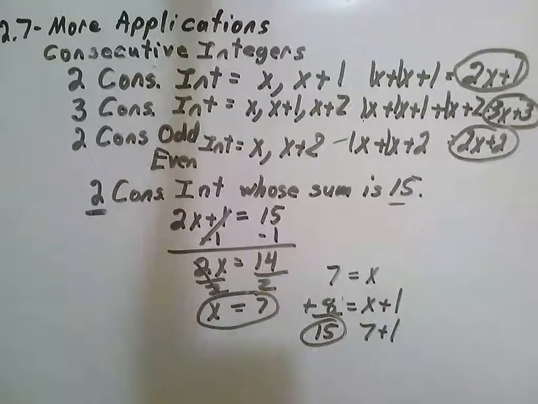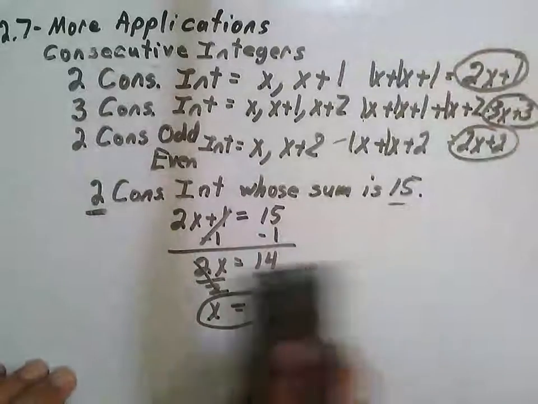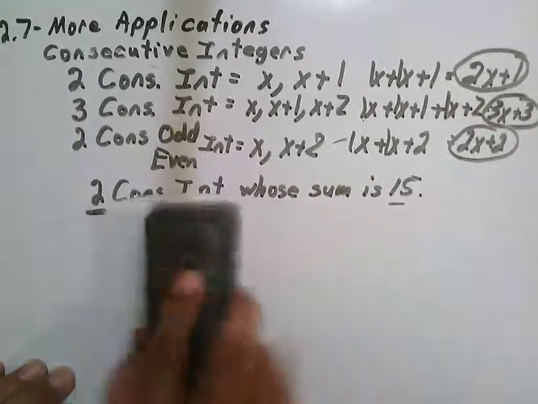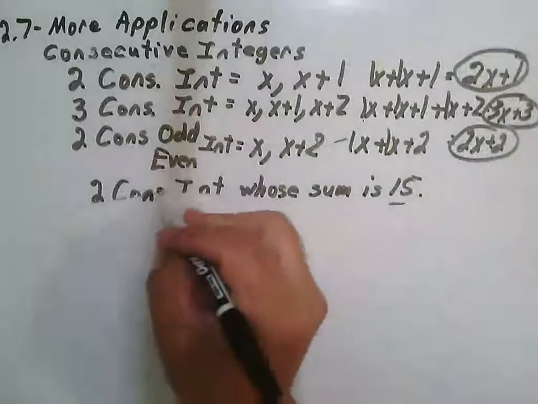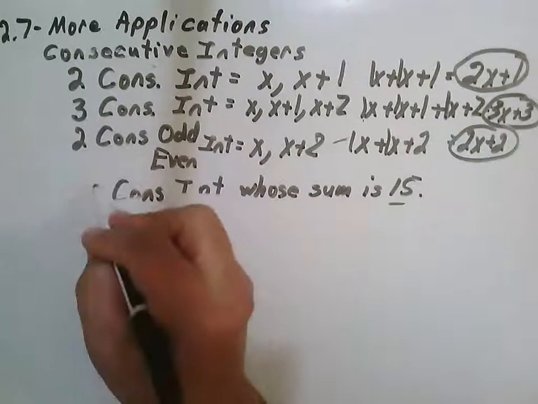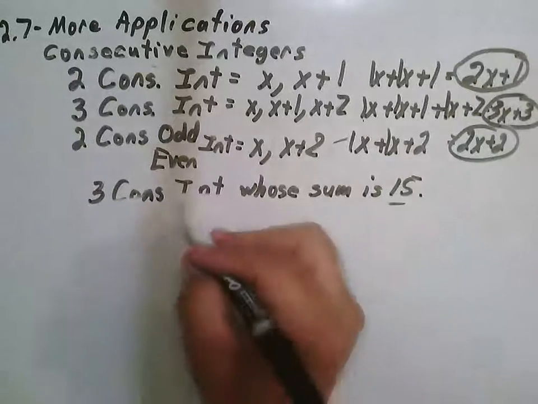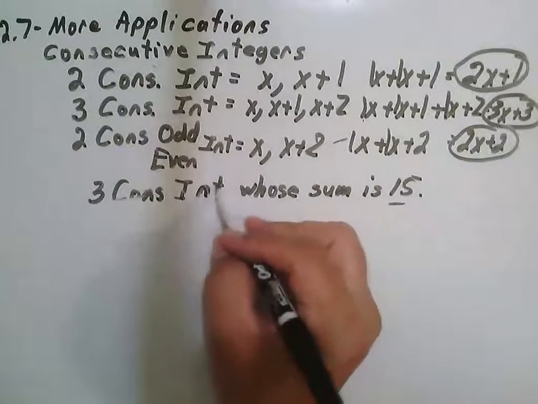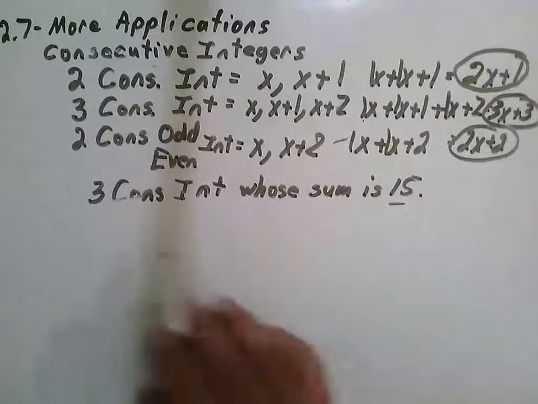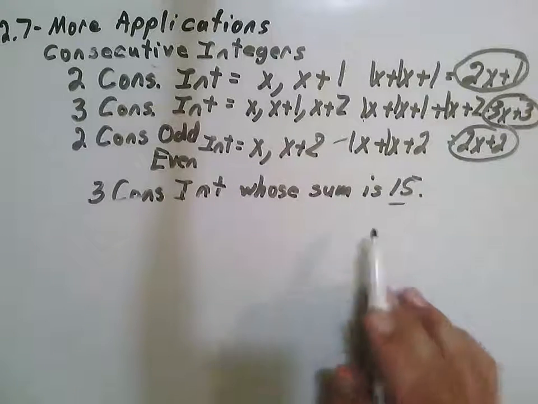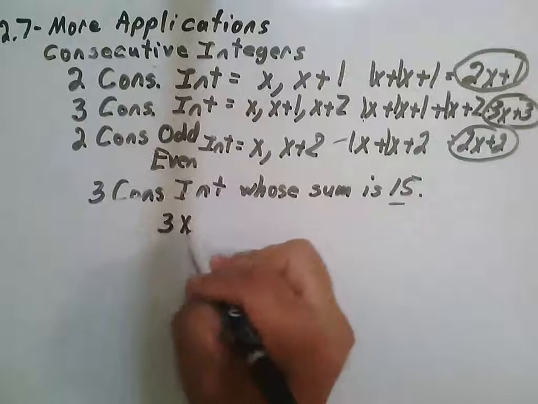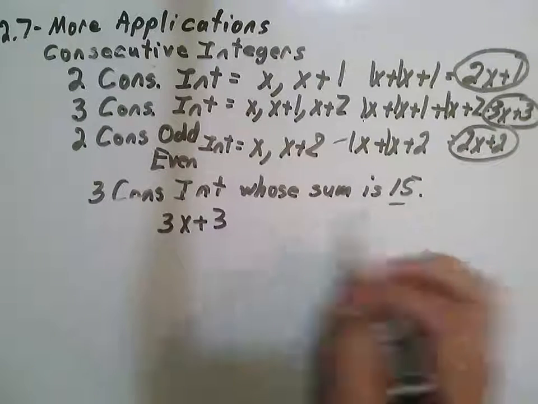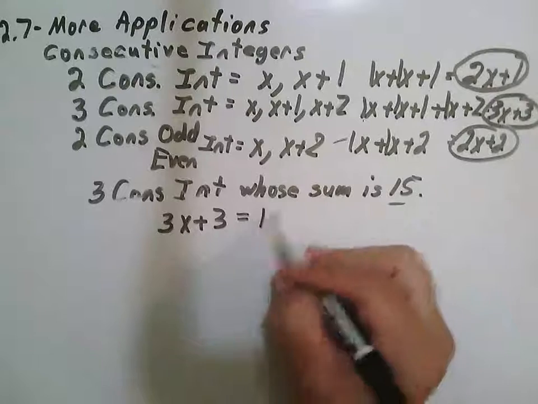Now, if it said 3 consecutive integers, I'm just going to use this same thing and change it a little bit. If I change this 2 to a 3 consecutive integers, and we're going to say that this sum stays at 15, same process, go and use my formula, 3x plus 3 is going to be my equal sign, 15 is going to remain my number.